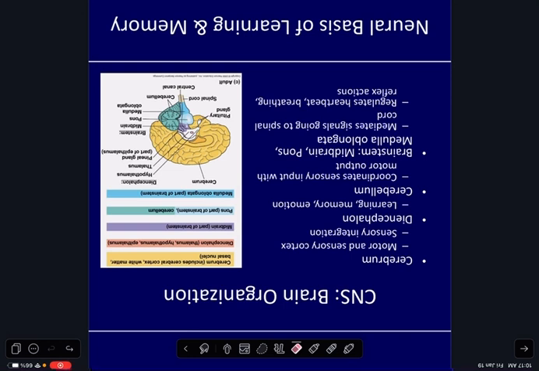So there's your brain. Remember the 4 parts and basically what their functions are. Okay, any questions on that?